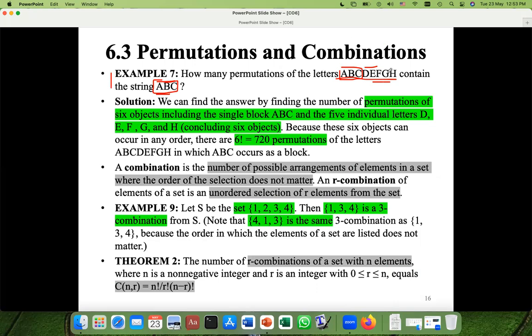So how many different ways are possible to change these different letters with each other, position-wise? How many permutations? Okay, this ABC is one block. And then what are the letters remaining? 1, 2, 3, 4, 5. 5 are remaining, and this ABC is the 6th one. And now you have 6 different positions. So simply 6 factorial, you have 720 permutations.